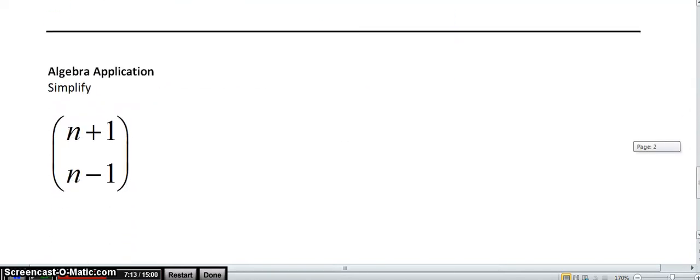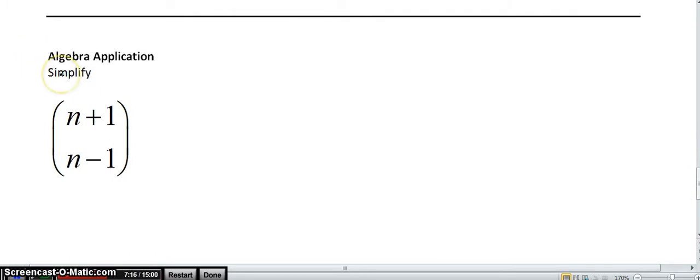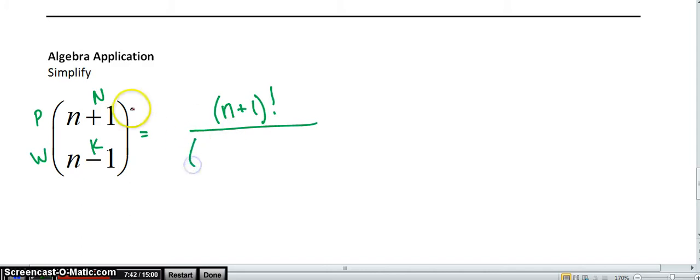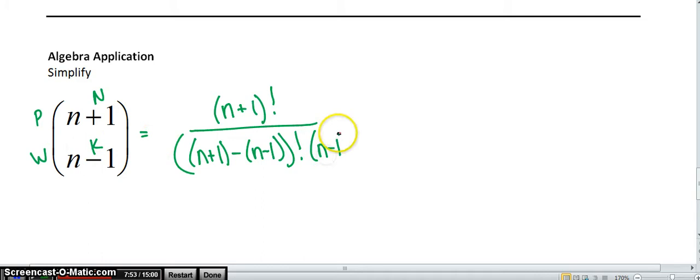I'll leave this one for you to try alone. And I will also leave this algebra application for you to try alone, but I'll help you set it up a little bit. So remember, this is the pool, and this is what you want. So you're just using variables to compute, not necessarily number of options, but you're going to compute a combination. So you have your n factorial, which are n in this case. I guess I should say this is n and this is r or k in this case. So our n is n plus 1. So you have n plus 1 factorial over, you're going to subtract these two, n plus 1 minus n minus 1 factorial times k factorial, which is n minus 1 factorial.